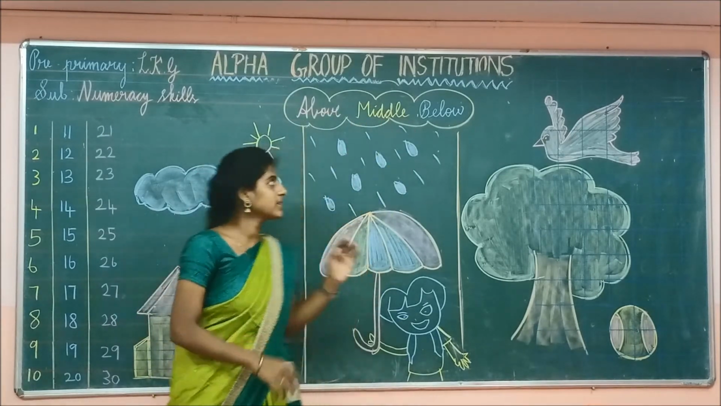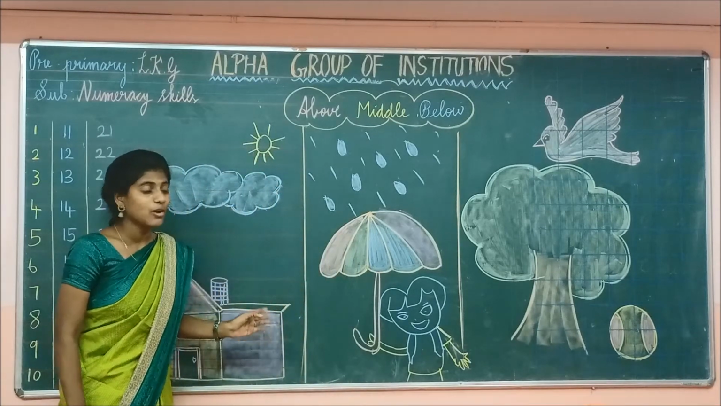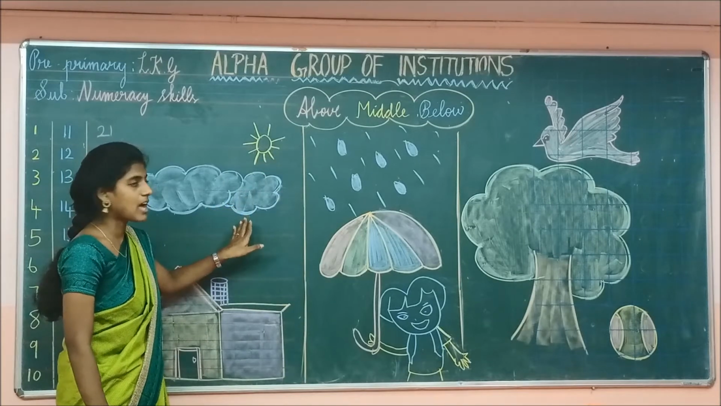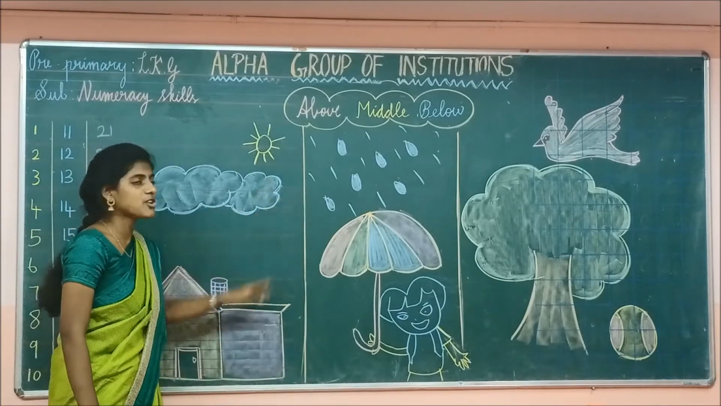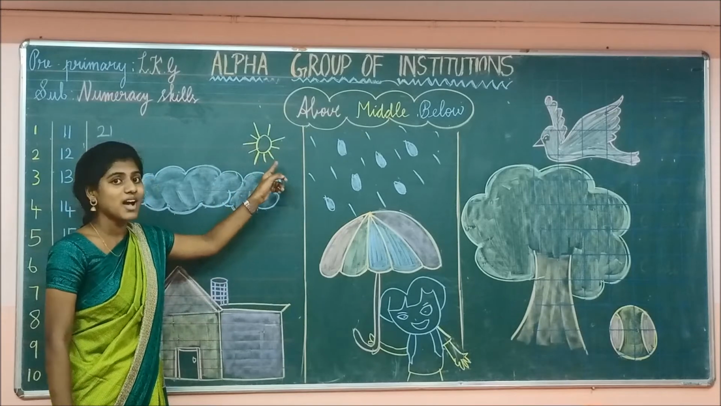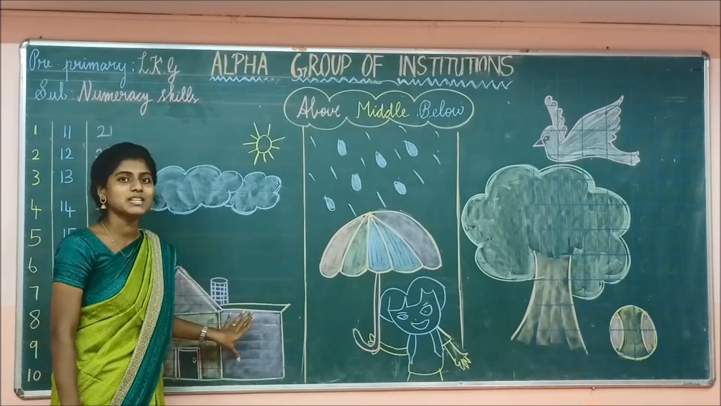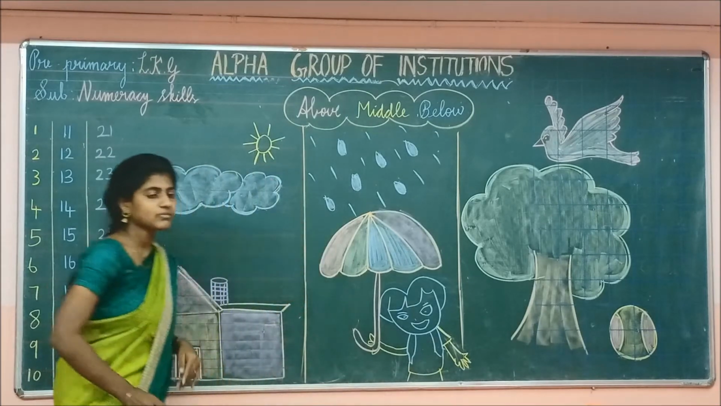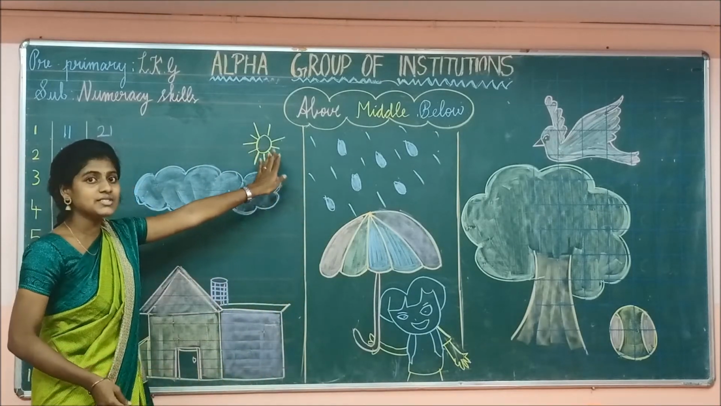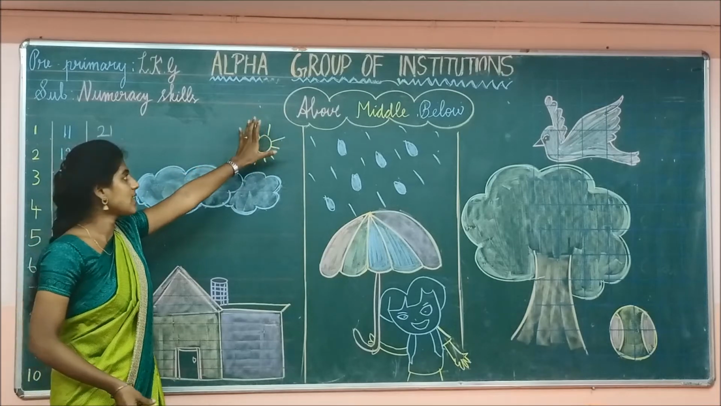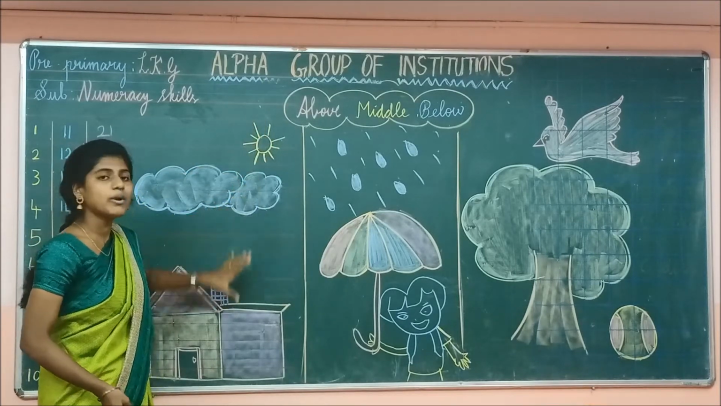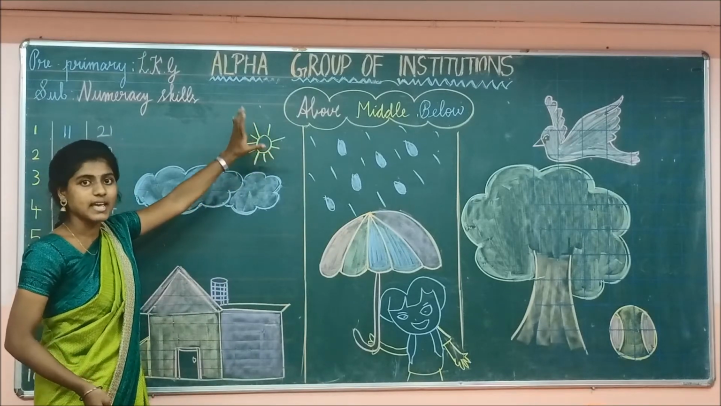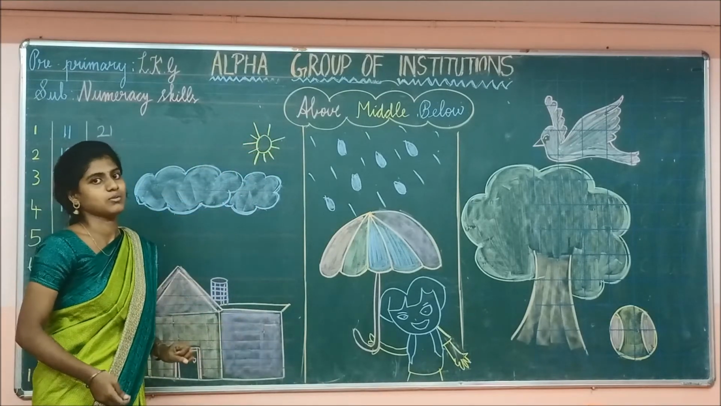Okay, children, now we are going to find out from these pictures. The sun, the clouds and the house are drawn here. Which one is above, which one is middle and which one is below? Shall we find and write? See here, the sun is top, isn't it? The sun is on top of the cloud and the house, so that is above. So the sun is above the cloud and the house.